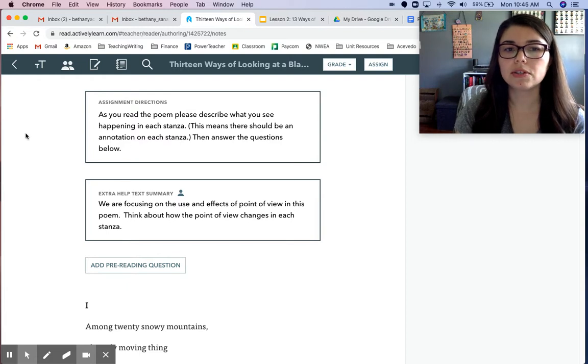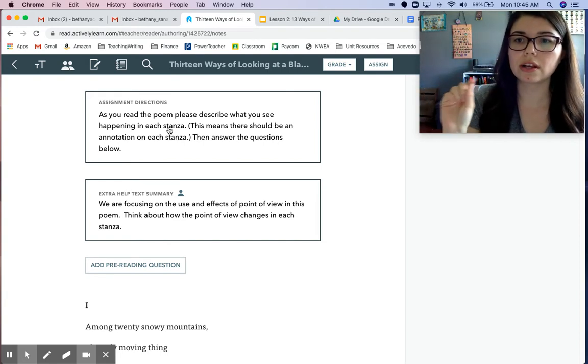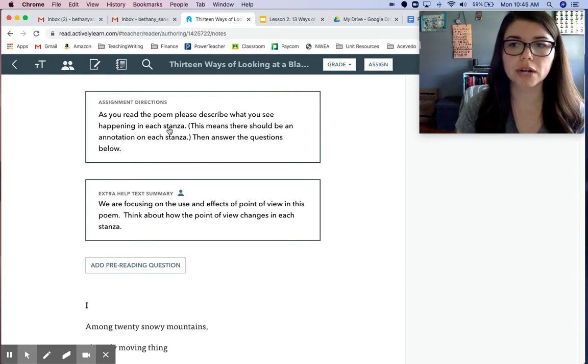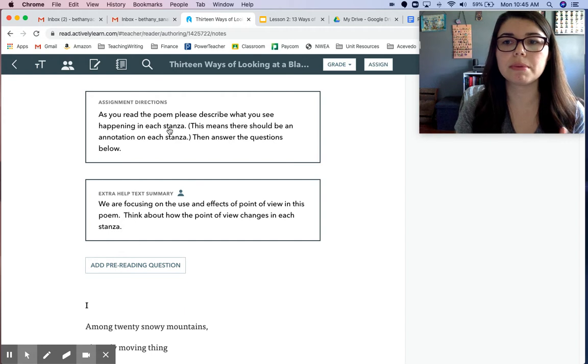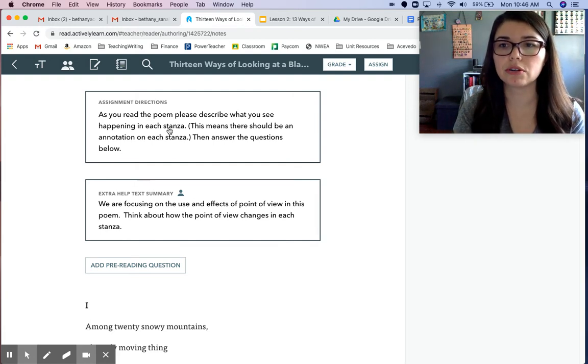You can see you have your directions here in Actively Learn for how you're going to interact with this week's text. As you read the poem, please describe what you see happening in each stanza. I literally want you to read the stanza, pause, put in a little note, like you're annotating, this is what I think is happening in this poem. Actually describe it. You don't even have to get to meaning or bigger deep analyses. I just want you to make sure that you can see in your mind what's happening in each stanza. And then there's two questions to answer below, just like last week.